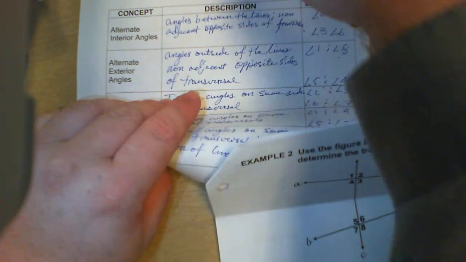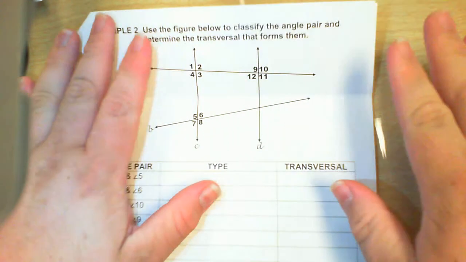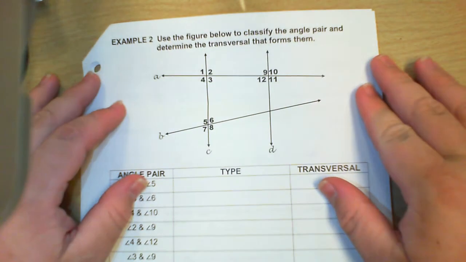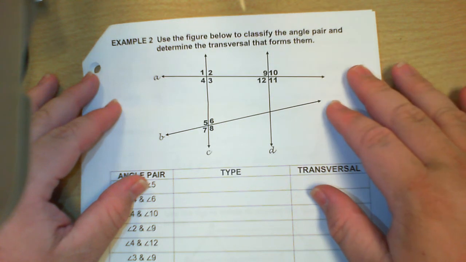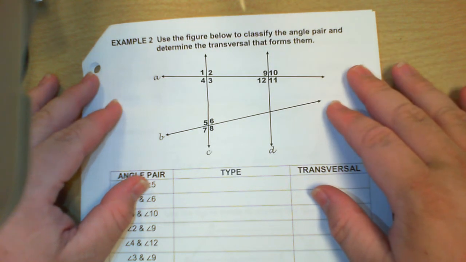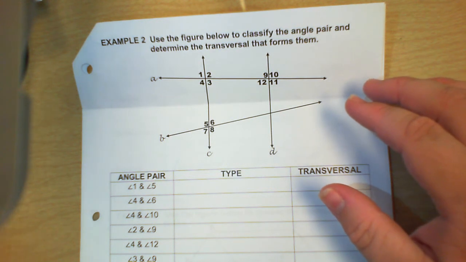So looking at example 2 on the next page, it says we're going to use the figure below to classify the angle pair and determine the transversal that forms them. Okay? So this isn't hard. This isn't too difficult. We're just going to look at this one step at a time.